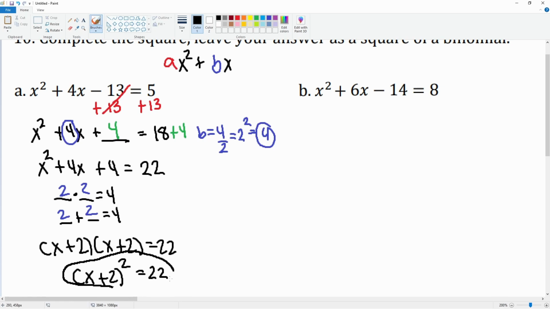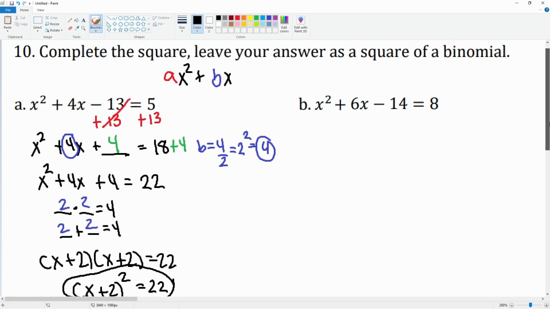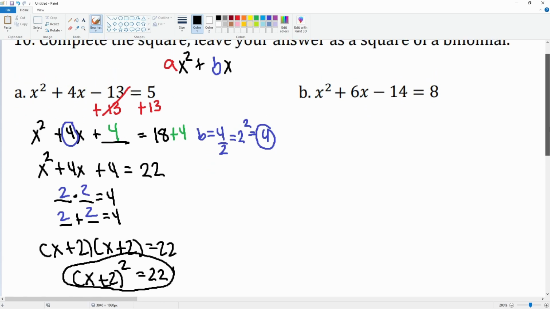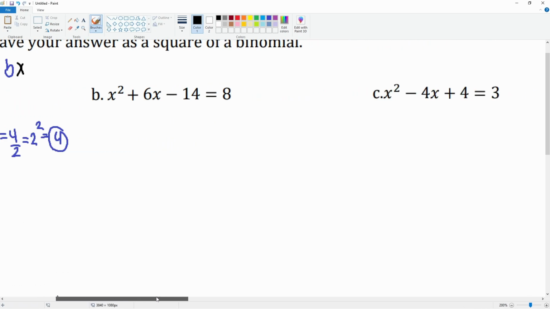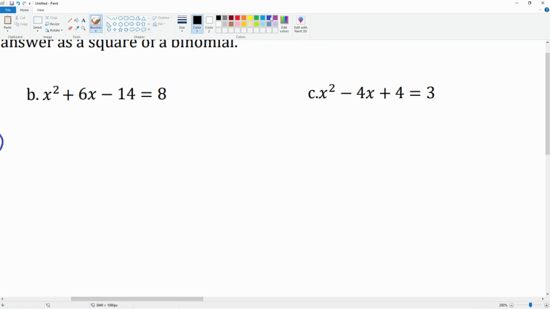This is what they mean by a square of binomials. That's a square, and x plus 2, that's the binomial. All right, so let's do b. First of all, we have to make this incomplete. Plus 14 to both sides. This cancels, leaving you with an x squared plus 6x plus this gap is equal to 8 plus 14. That is 22.